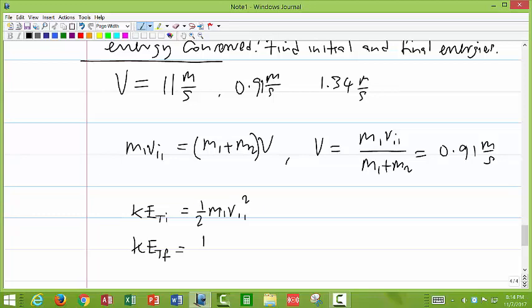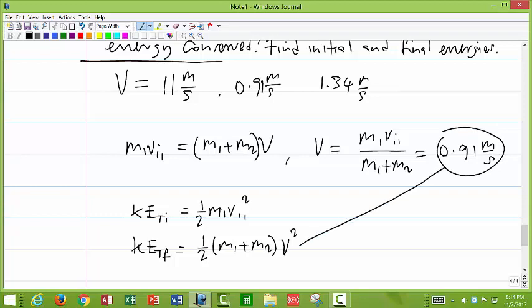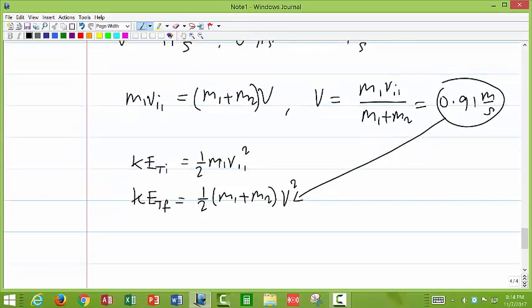And then the final is just half (m1 + m2) V squared. So that V that you find here, you just put that here for the final to get a final energy. Okay, yes. Why can't we do kinetic energy for the initial equals kinetic energy for the final? Well, that is the whole point, that energy is not conserved.